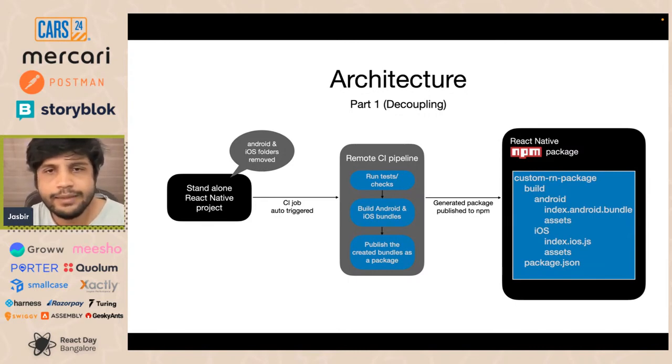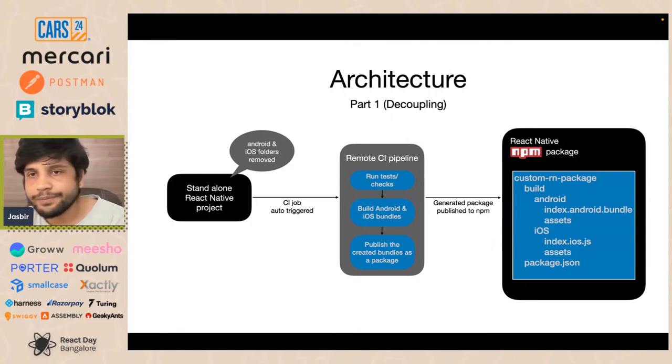The first thing it does is it runs checks and runs the test cases, to make sure everything is fine. And once it does that, it will finally generate the bundles itself on a remote job. These will be the Android and iOS bundles, and it will finally publish them as a separate NPM package. So this is a private package that we will use later. The contents of the package you can check out here, in the third image.